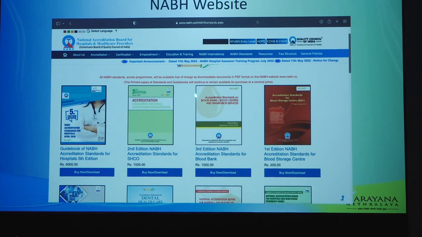So if you go to the accreditation section, you will have this one page where you can download this standard free of cost. Earlier it was not free. So you can download the PDF of all these standards free of cost. If you want a hard copy, you'll have to order it with payment and then they send it to you via courier.